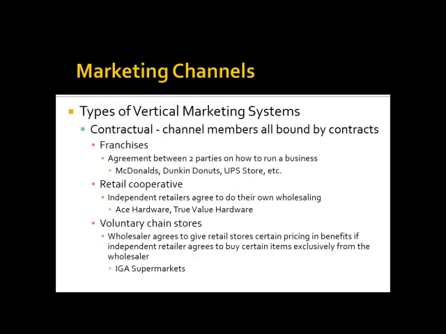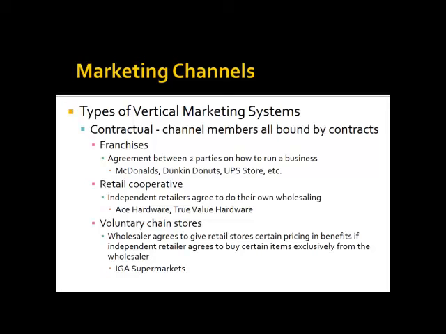The last type of vertical marketing system is a contractual one, where channel members are all bound by contracts. There are three common types. The most common type are franchises. Franchises are just agreements between two parties on how to run a business. So, a McDonald's, a Dunkin' Donuts, a Burger King, they are fairly elaborate agreements between the franchisor, McDonald's, and the franchisee, the person who buys it. If you break your contract, you can lose your franchise. Other franchises can be really simple. Hey, display my sign and you can use our brand name.